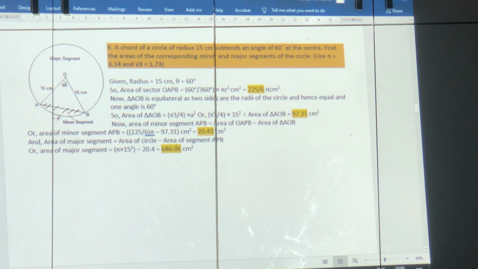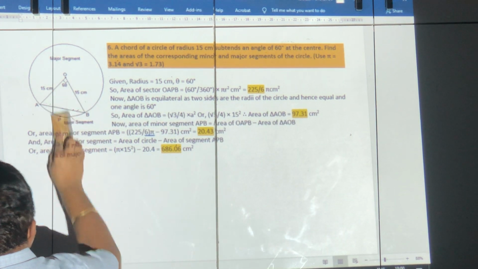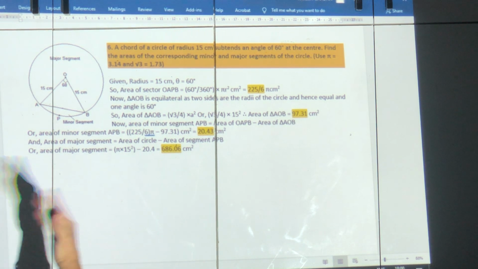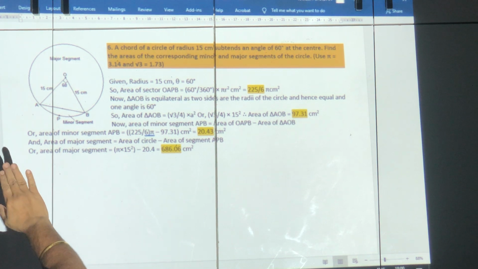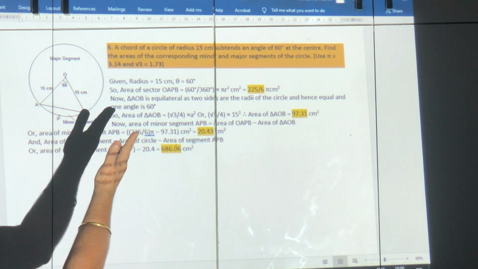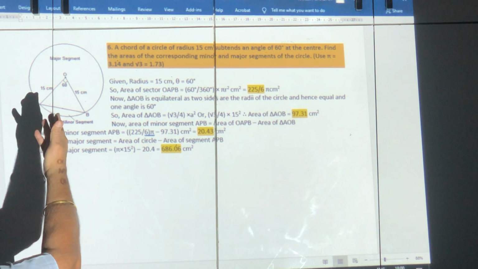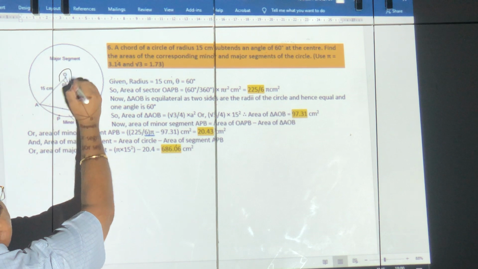Let us see another similar sum. Now we have again a chord of a circle. Radius is 15. Angle is 60. Find the minor, find the major. We just did the last sum. Same to same. Okay, again I remind you, theta upon 360 into, now you need the area, pi r square. Second one, again 360 minus 60, 300 degrees. Remember this is 300, my friends.